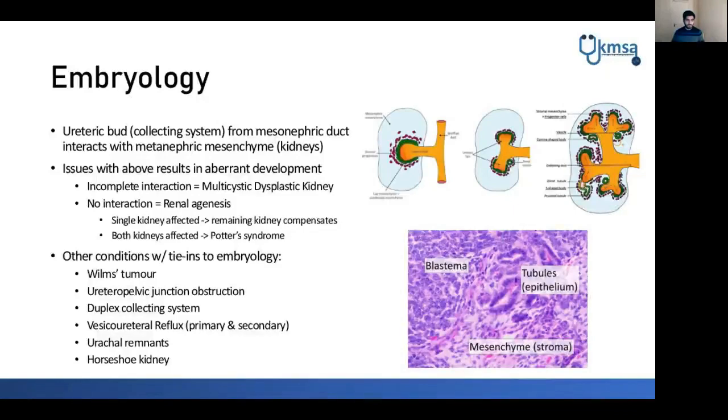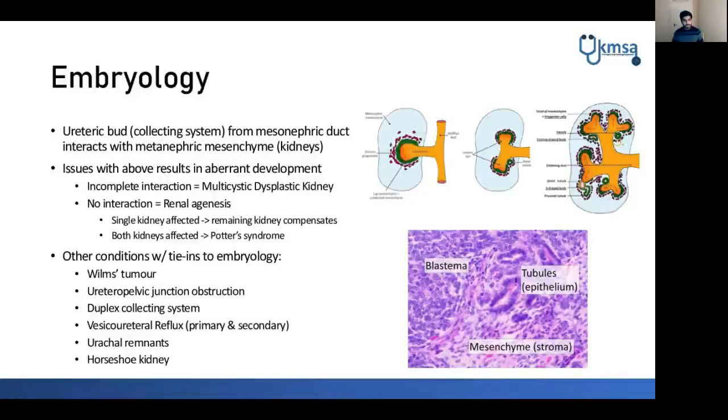Then just a few other things that tie into embryology. I'll go through step by step. The first one is Wilms tumor. It's a type of renal cancer that commonly affects children, the most common type that you see in young children. And it's relevant because the tissue that proliferates is that metanephric mesenchyme or blastema that forms in the embryological tissue. You see that in young children, which obviously you shouldn't see.